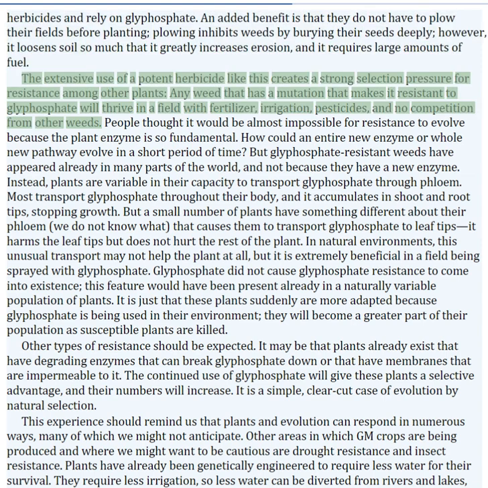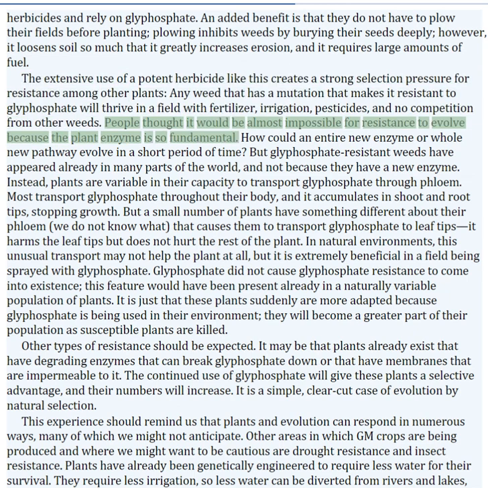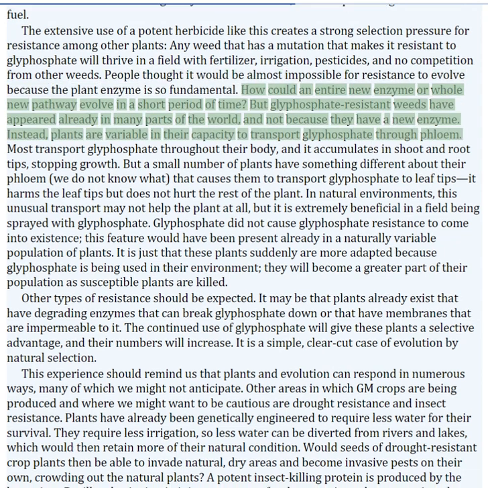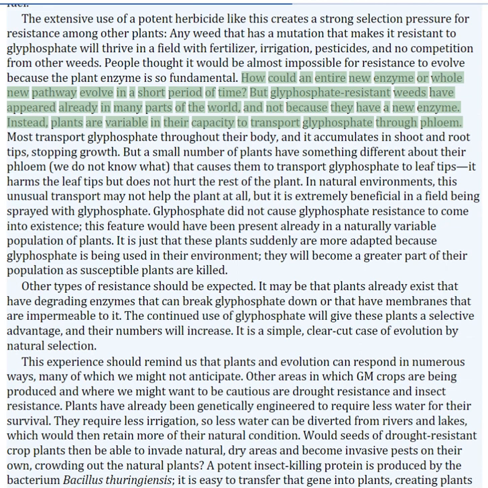The extensive use of a potent herbicide like this creates a strong selection pressure for resistance among other plants. Any weed that has a mutation that makes it resistant to glyphosate will thrive in a field with fertilizer, irrigation, pesticides, and no competition from other weeds. People thought it would be almost impossible for resistance to evolve because the plant enzyme is so fundamental. How could an entire new enzyme or whole new pathway evolve in a short period of time? But glyphosate-resistant weeds have appeared already in many parts of the world, and not because they have a new enzyme.